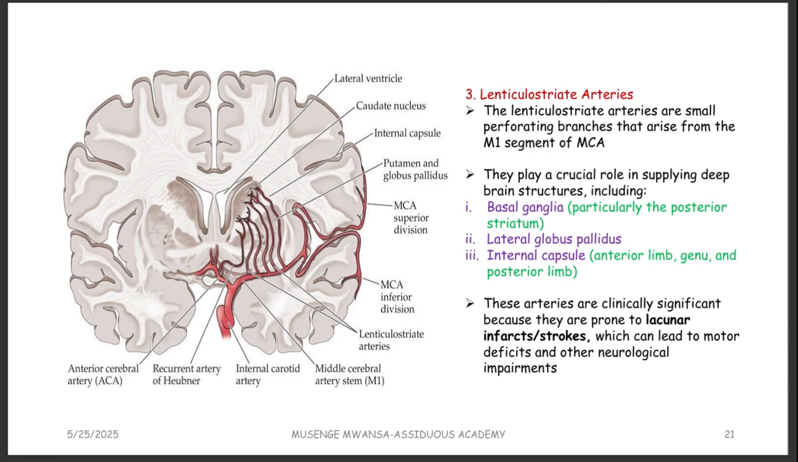And that's the function of the basal ganglia. So if the basal ganglia is not being supplied with blood, it can't control these motor functions. So there's going to be these motor deficits. All right.